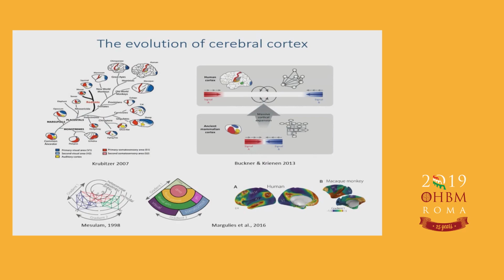on functional data? If we look at this evolutionary tree, we find there are a few anchored regions, which are primary visual, auditory, and sensory motor regions, and they are quite common not only in primates, but also in all the mammals as well.